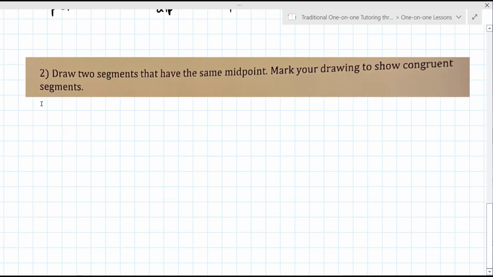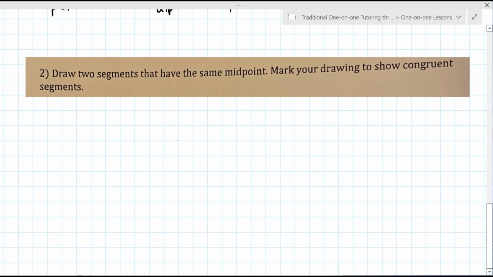All right, can you go ahead and read this one for us? Draw two segments that have the same midpoint. Mark your drawings to show congruent segments. Okay, so any idea how to start this? You need to draw yourself a line, a line segment.